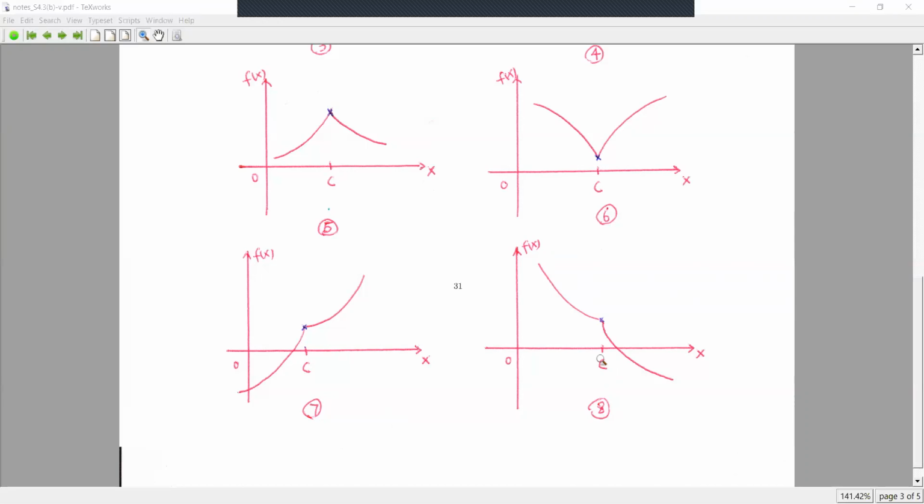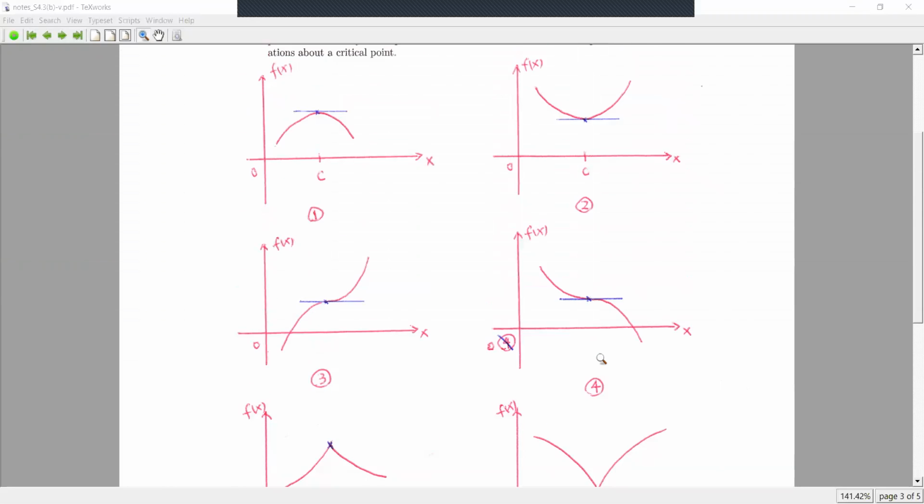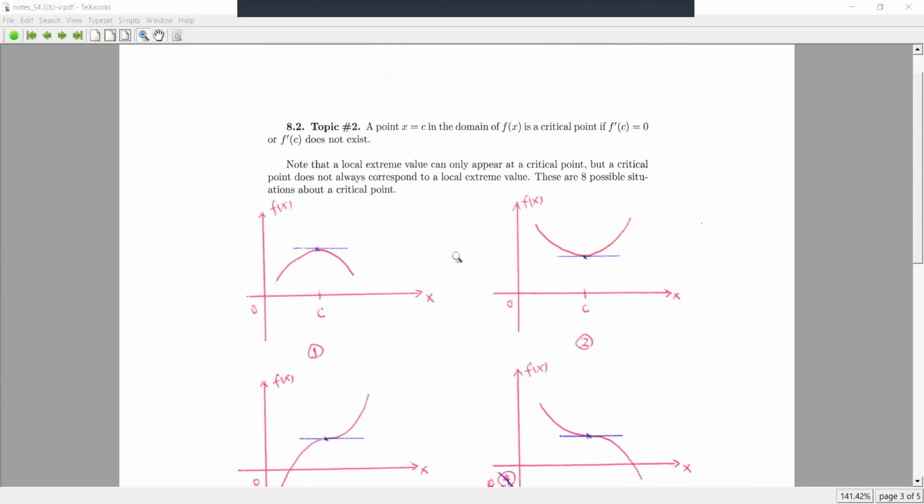So about this topic 2, let me repeat the key point. A local maximum value and a local minimum value can only appear at a critical point. However, at a critical point, the function may not have a maximum, and may not have a minimum.